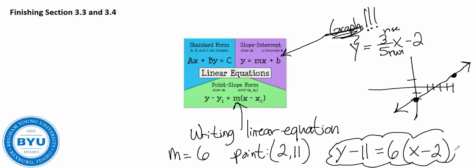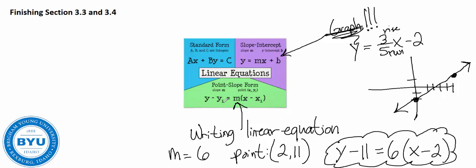And if we wanted to graph this, then we could convert it to slope-intercept form by distributing the 6 and adding over the 11, okay? But for writing equations of the line, we like to use point-slope form. For graphing, we like to use y = mx + b, the slope-intercept form.